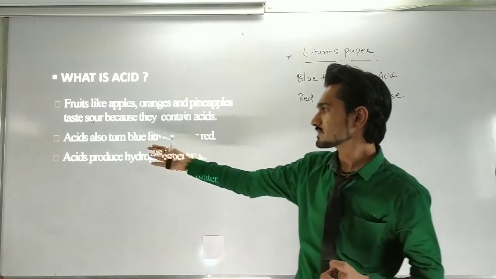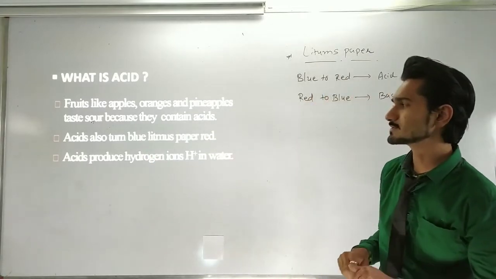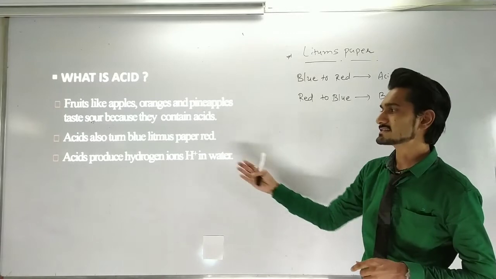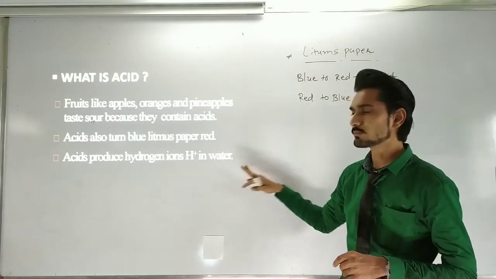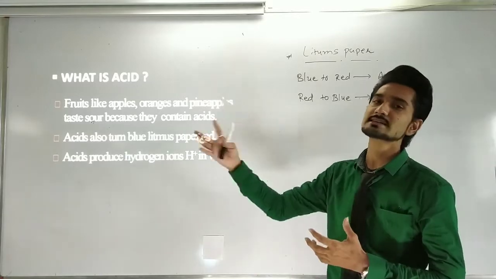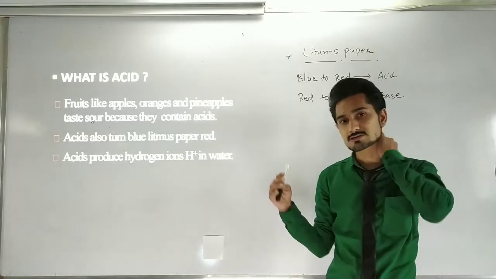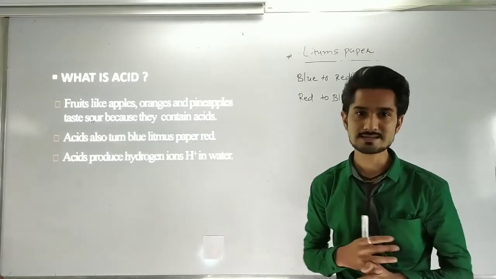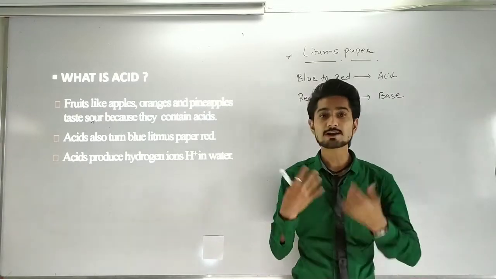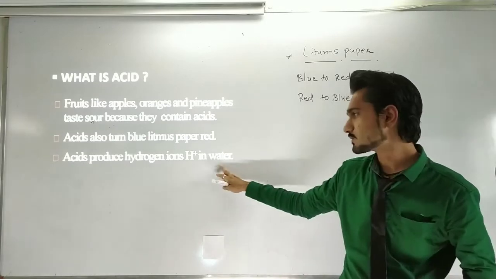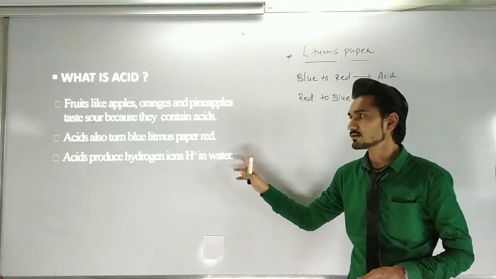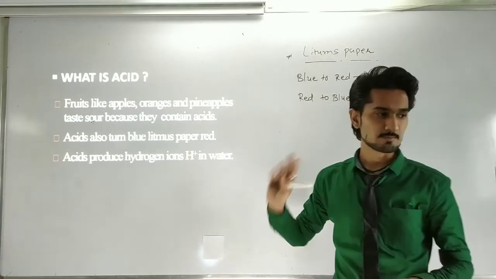Acid also turns blue litmus paper to red, and acid produces hydrogen ions in water. That is the property we are going to talk about in the next reaction, when we start the chemical reactions of acids, in which we will see what happens when an acid reacts with water. Generally we are going to see the H plus ion in that property.